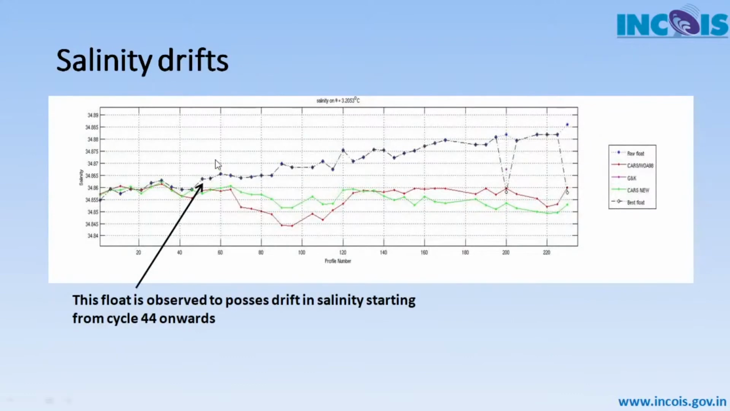This is one example where salinity drift is happening. You can see the bottom green and red lines are the best available climatologies, and on top we have overlaid the Argo salinity data from the Argo float. Initially the float is performing very well, and suddenly it started to drift. This we call salinity drift. In this case it is observed around the 44th cycle. In comparison to the climatology, it is deviating, so this sensor has some degradation.